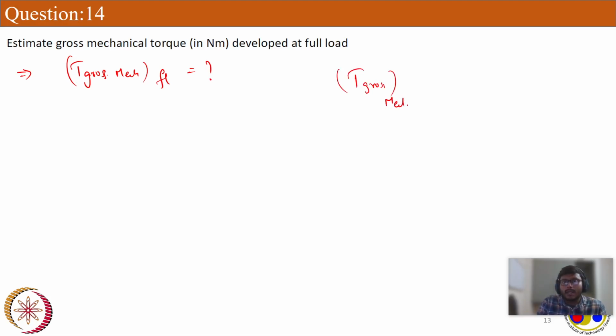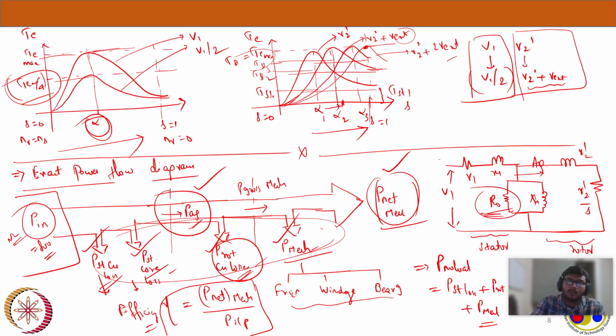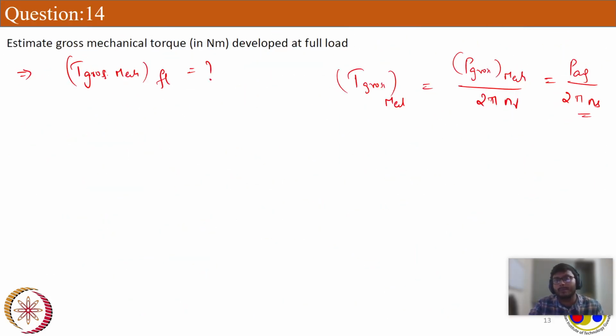T gross mechanical is equal to P gross mechanical divided by 2 pi nr, which is equal to P air gap divided by 2 pi ns. You can calculate the gross mechanical power from here. You subtract rotor copper loss from air gap power, get gross mechanical power and divide by 2 pi nr. But that's a long calculation. Now you already know air gap power and you know 2 pi ns. It's simple. You don't need to subtract anything. Now T gross will be air gap power divided by 2 pi ns. Here ns is not in RPM, it's in RPS, that we have to keep in mind.